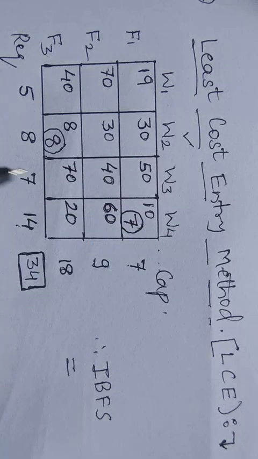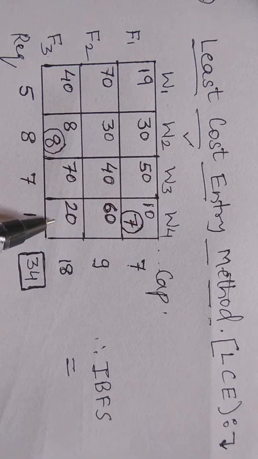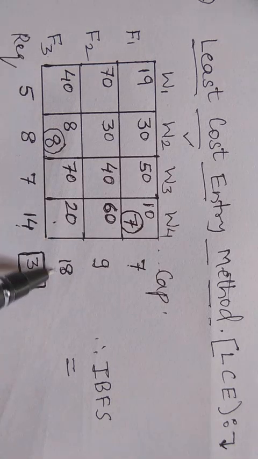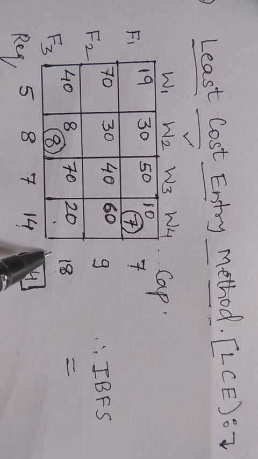Go to the next list. After 10, the next list is 20. Here, F3, W4. F3 can supply 18 parts. 18 means 8 have gone, so 10 are remaining here. F3 has 10. W4's requirement is 14.